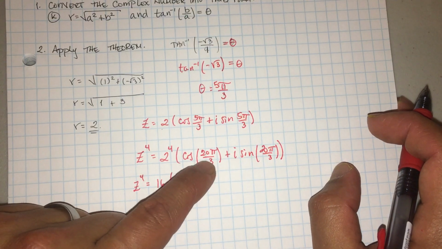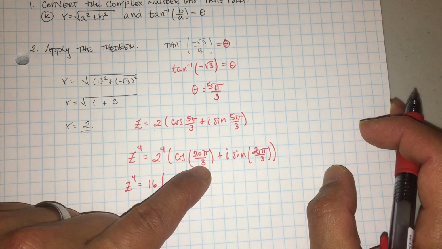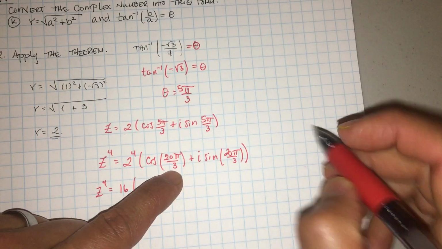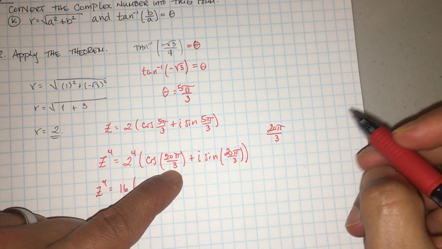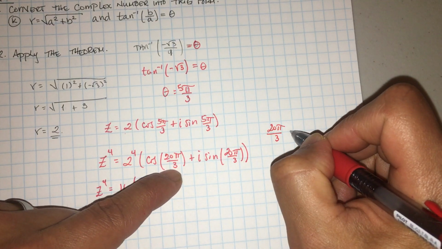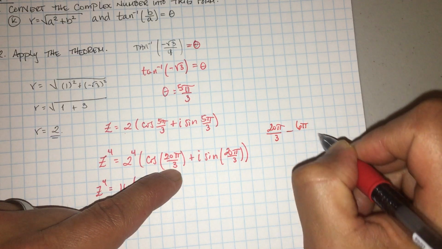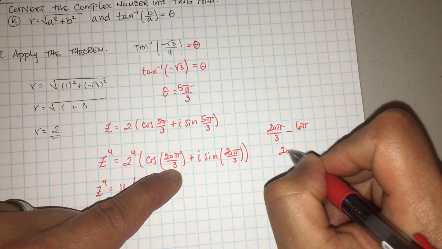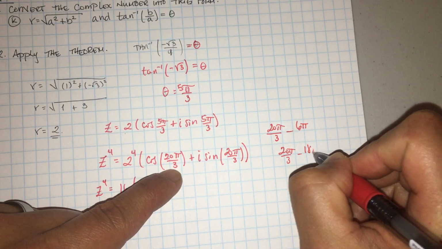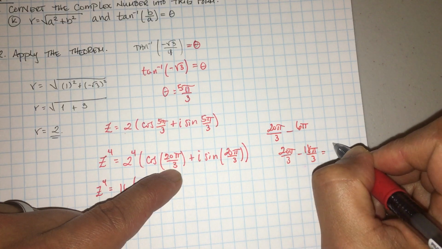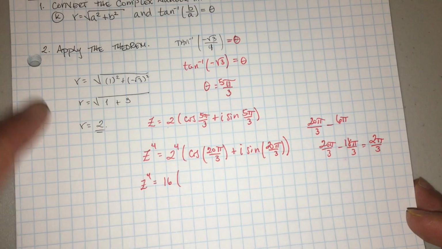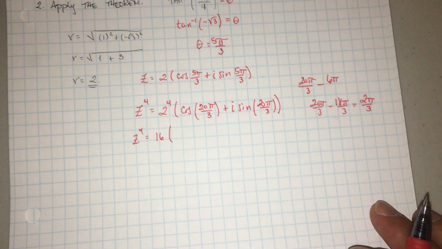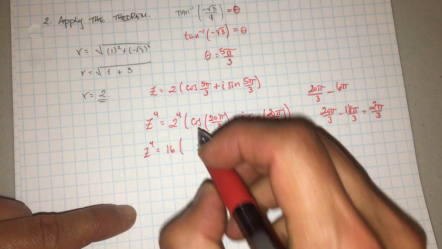Now remember, 20 pi over 3 is too big, so let's bring it back. How many times does 3 go into 20 without going over? 6 times, so minus 6 pi. That means it's going to be 20 pi over 3 minus 18 pi over 3, and that's going to give me 2 pi over 3.